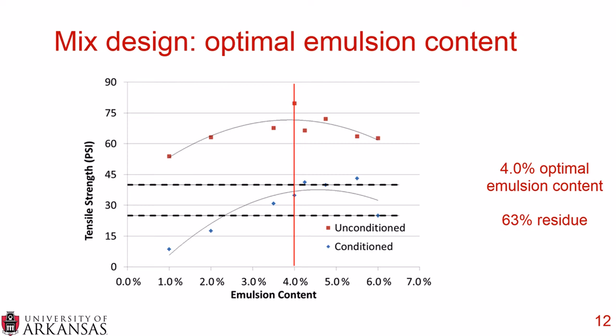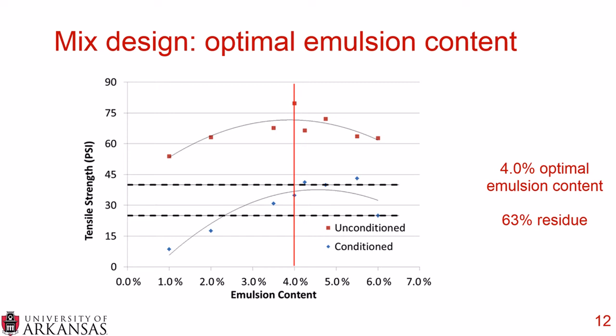So you can see here on the top curve, the squares are the unconditioned or the dry ITS, indirect tensile strength tests. And on the bottom, the diamonds, the conditioned, moisture conditioned samples, were on the bottom. And from these two graphs, we wanted to estimate what the optimal emulsion content was, and both of them were at a maximum of around 4% optimal emulsion content.